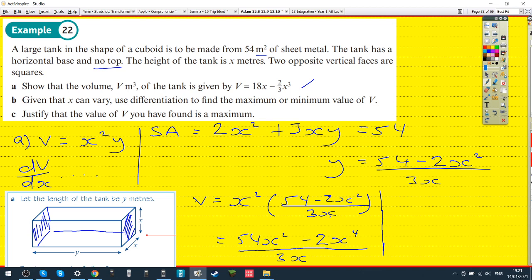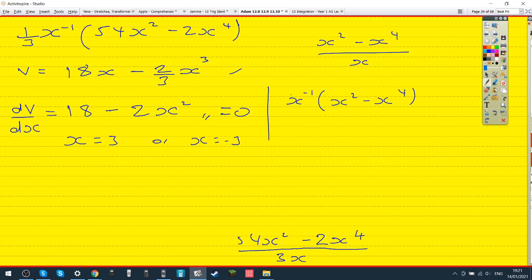Given that x can vary, so at its... And then we have to find which of these is the minimum, which of these is the maximum. Oh, the minimum is x is 3 and the maximum is minus 3. It depends on the value of the second derivative. So we work out the second derivative? Yeah. So the second derivative would just be minus 4x. So you substitute 3 for x, which would give you minus 12. And the other one would just be 12.